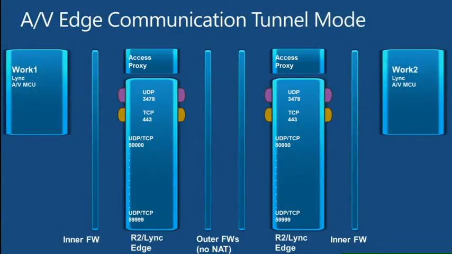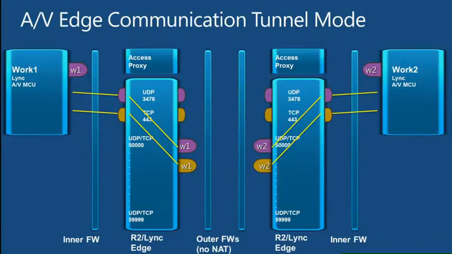Now, in R2, we introduced the tunnel mode. So in this case, we have on both sides either R2 or Lync Edge servers. Same happens. But now, when we try to establish a call, the Edge server will send a special packet to the other Edge server from port 3478 to port 3478 in order to find out, is this also an R2 or Lync Edge server? Because if it is, we can use the tunnel mode, and then we can send all the traffic for UDP just from 3478 to 3478, and we don't require these high ports anymore.